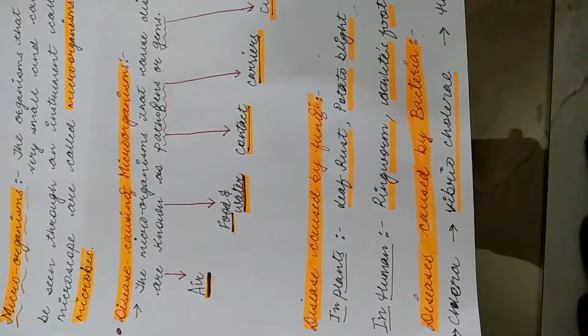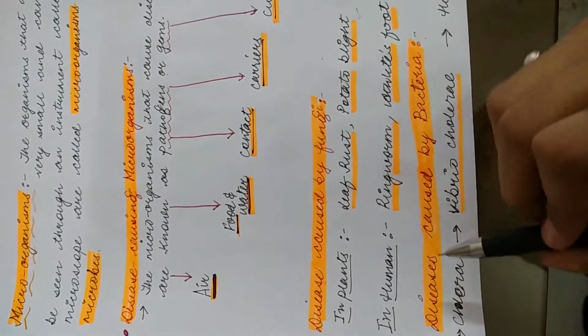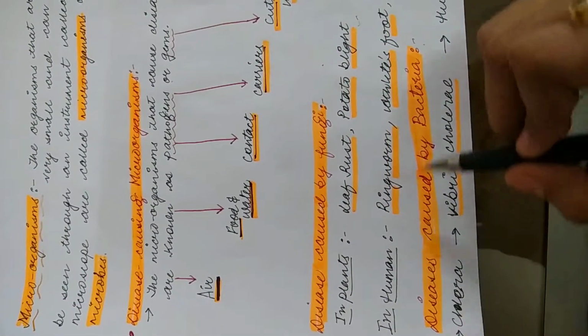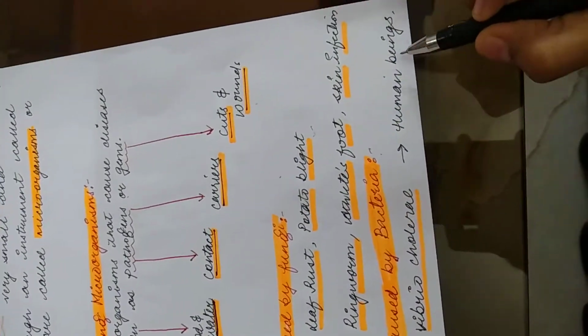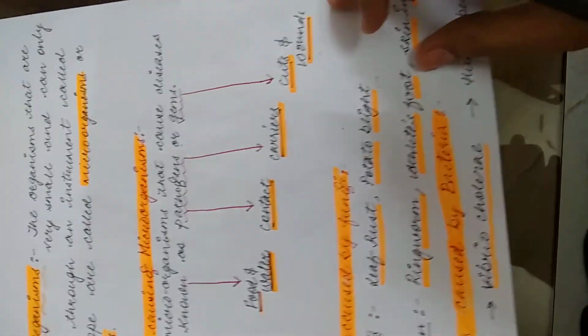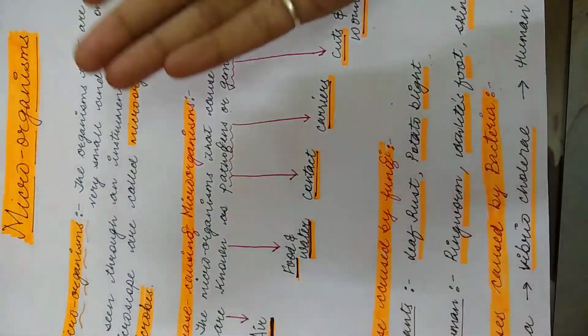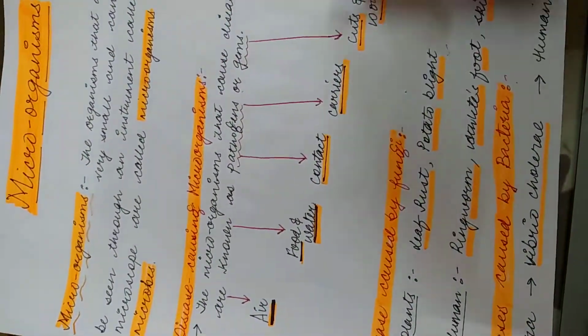Then it comes to diseases caused by bacteria. So cholera is the disease caused by the bacterium Vibrio cholerae, and it is generally found in human beings. So these are the particular diseases which are caused by microorganisms, fungi and bacteria.